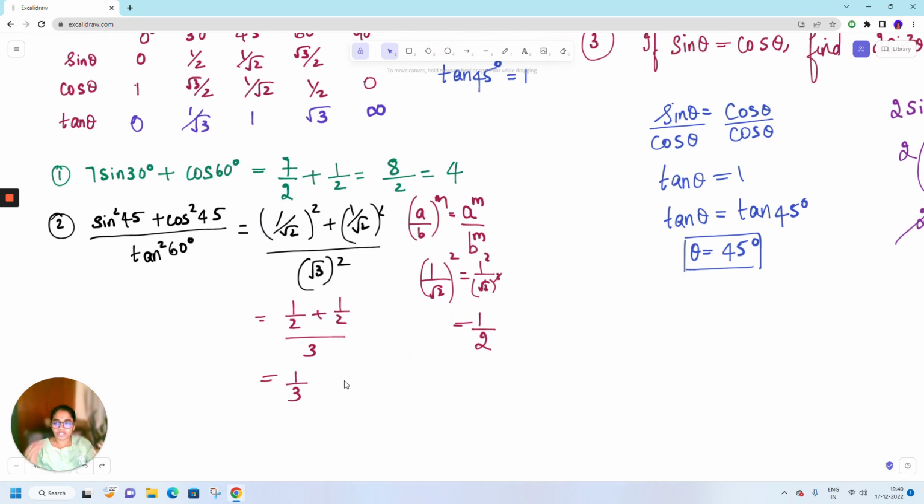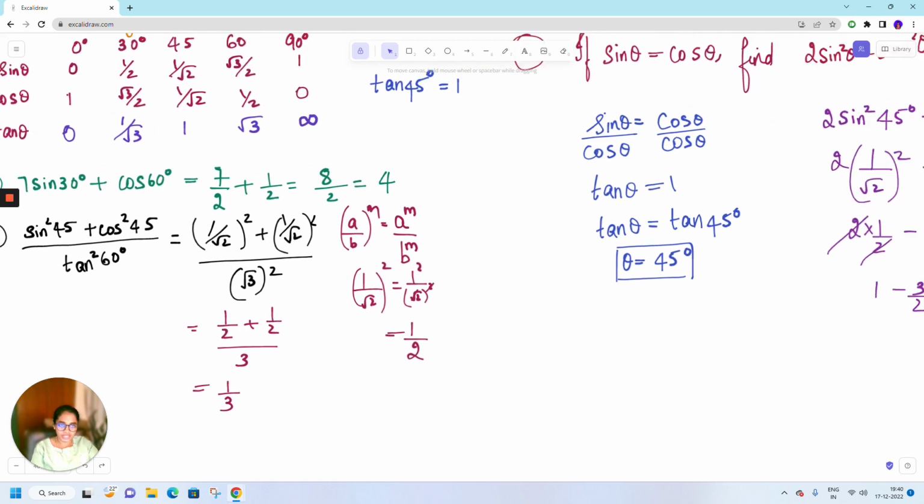So yes, in the first problem, everything was given directly. You just had to find 7 sine 30 degree plus cos 60 degree. Okay, the answer was 4. Then the same thing with the second one.